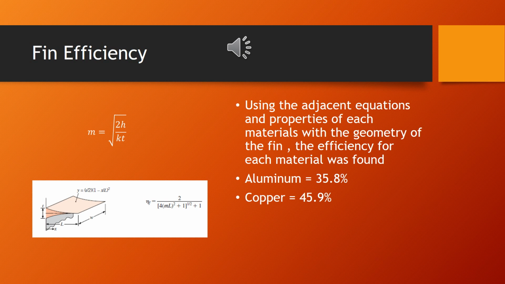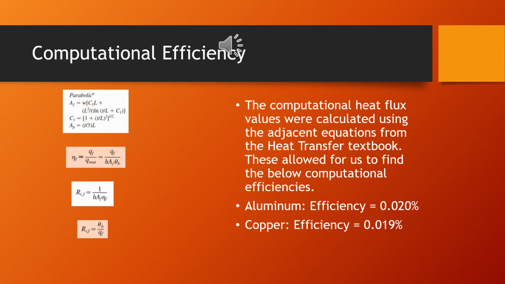Using the adjacent equations and properties of each material with the geometry of the fin, the efficiency for each material is found. Aluminum was found to have a 35.8% efficient fin, and copper was able to have a 45.9% efficient fin. The computational heat flux values were calculated using the adjacent equations from the heat transfer textbook. These allowed for us to find the below computational efficiencies for aluminum and copper.